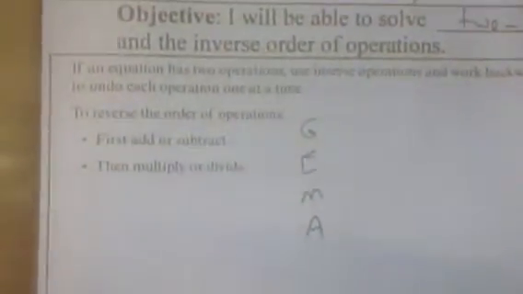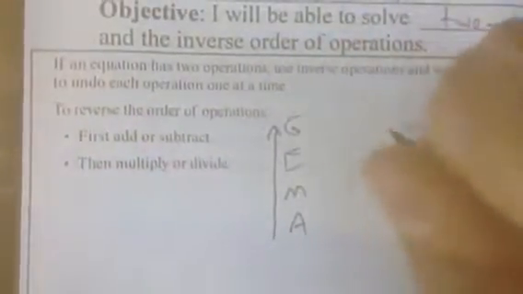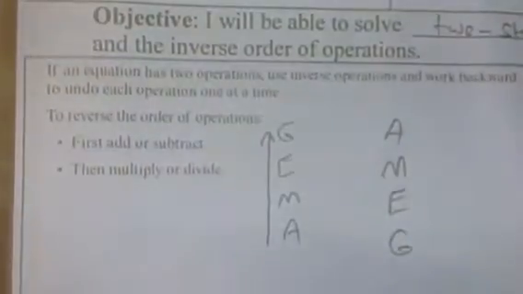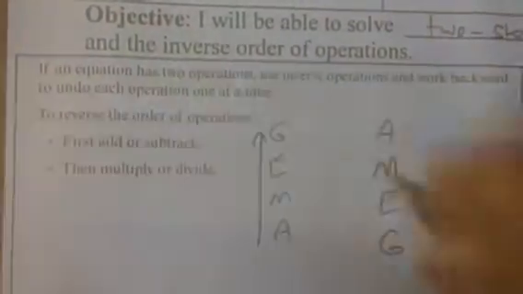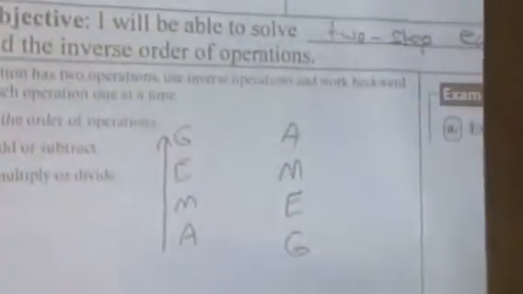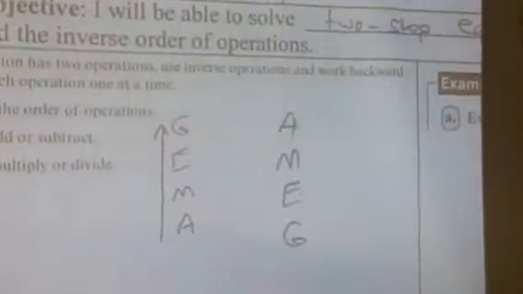Now, if an equation has two operations, we use inverse operations and work backward to undo each other, one at a time. So remember we talked about the order of operations was grouping, exponents, multiplication, division, addition, subtraction. If we're solving an equation, we basically want to take that and work backwards. So start at the bottom. A, M, E, G, AMEG. See if somebody can come up with something to help us remember that. We're working backwards to solve equations, okay?